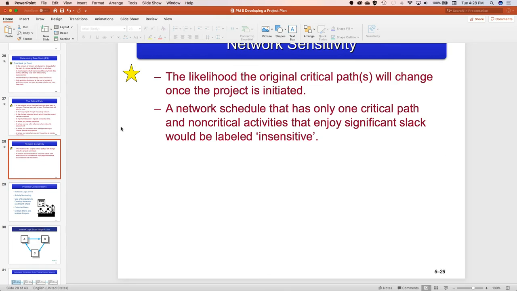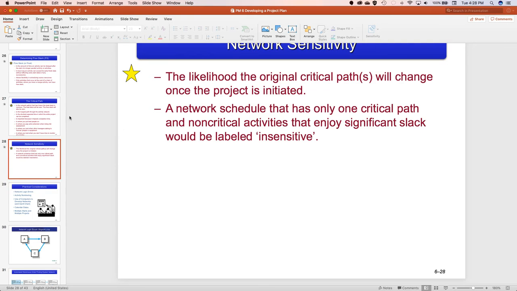So, slide 28, right? This idea of network sensitivity. Network sensitivity, as it says, is the likelihood that the original path is going to change once the project is initiated. Now, I'm going to show you how to calculate all of that when we come together on Thursday and Tuesday, but right now this is where we are. All right. And a schedule that has only one critical path is considered to be insensitive. What that means is that if you only have one critical path and you have plenty of slack, then you don't have to worry about changes in your schedule because you're still going to get it done on time.